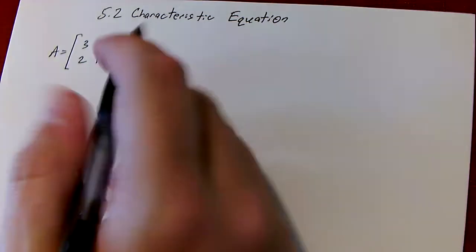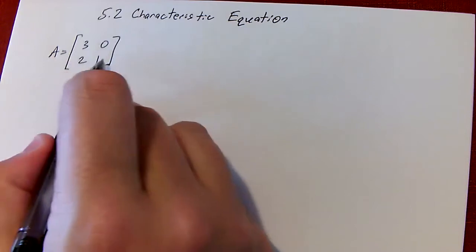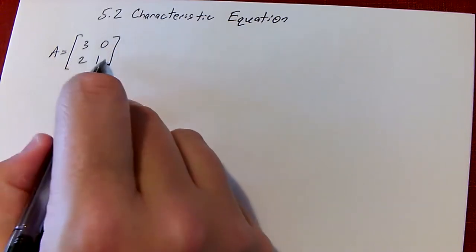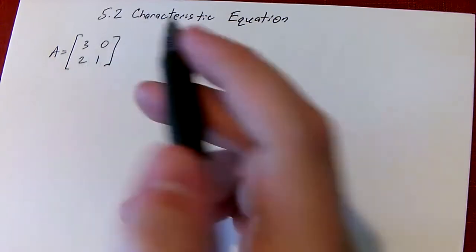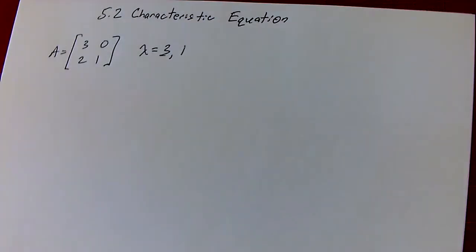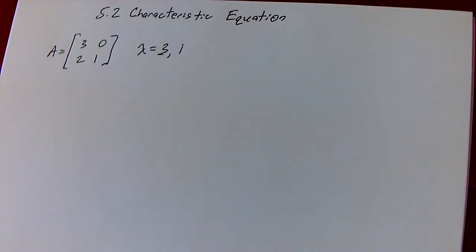okay? This is a triangular matrix. We can see that it's a lower triangular, okay? Has entries on the diagonal and only zeros above the diagonal. But for any triangular matrix, remember, we can simply read off the eigenvalues off the main diagonal, in this case 3 and 1. So those are our eigenvalues.